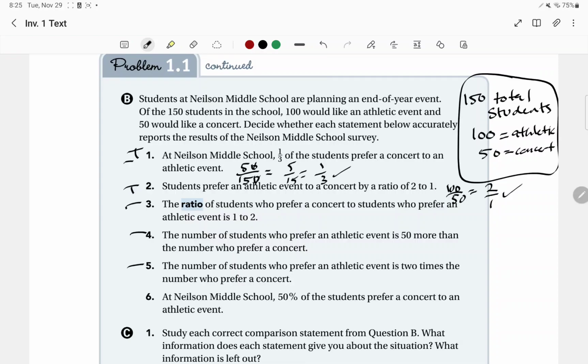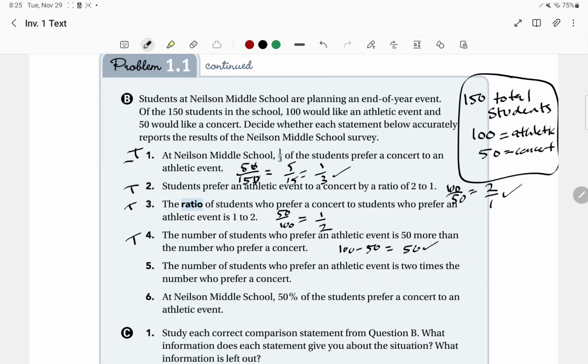Number 3, the ratio of students who prefer a concert to students who prefer an athletic event is 1 to 2. So that's the same question, just flipped around. So yeah, that's going to be 50/100, which is 1 to 2. So that's true. Number 4, the number of students who prefer an athletic event is 50 more than those who prefer a concert. Yes, so that would be 100 minus 50 is 50. So that one is also true.